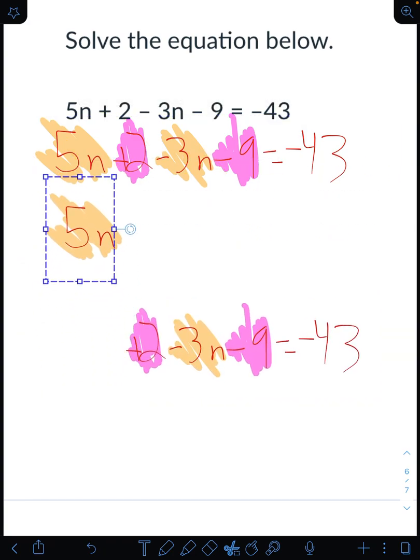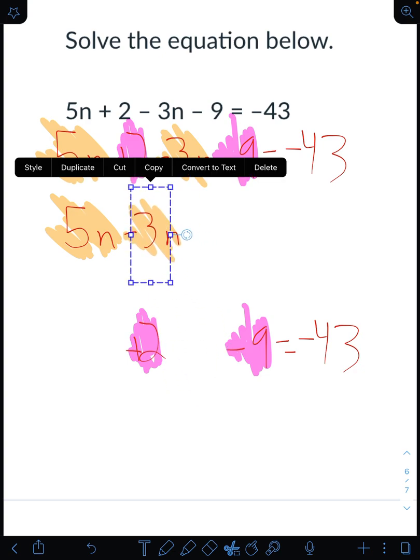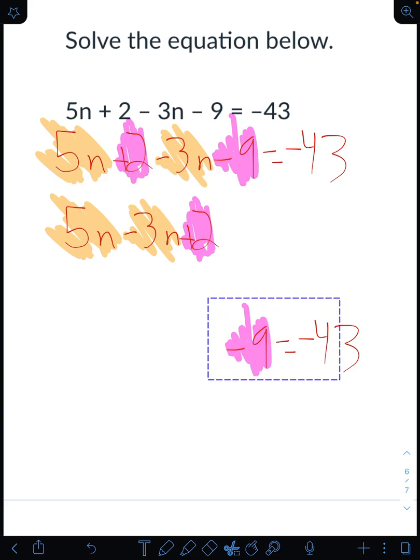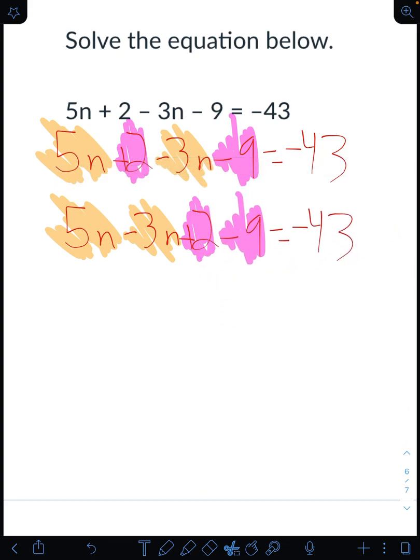So we have a 5n. We have a minus 3n. We have a plus 2. We have a minus 9. Now we've collected our like terms. Now our last step is to combine our like terms. 5n minus 3n is totally a 2n. A 2 minus a 9 is totally a negative 7.